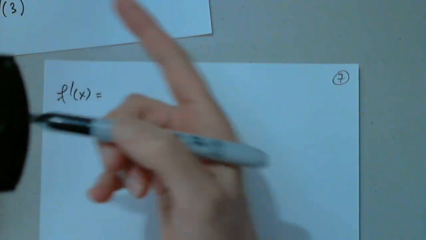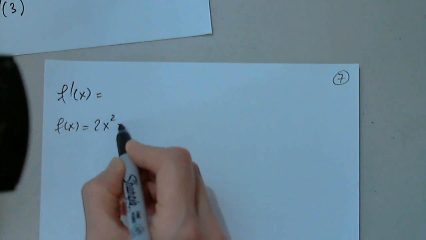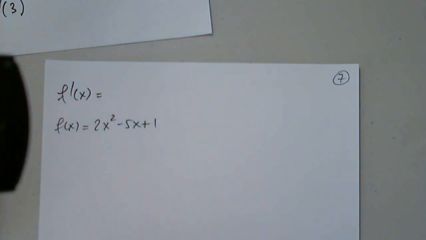And how do we start? And I'm going to copy the function here. So this is f of x equals 2x squared minus 5x plus 1. Perfect.